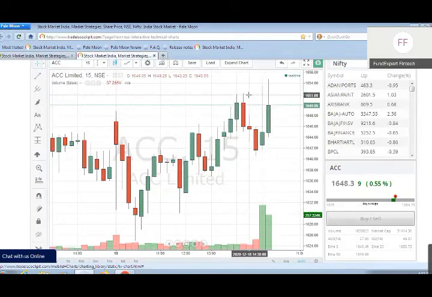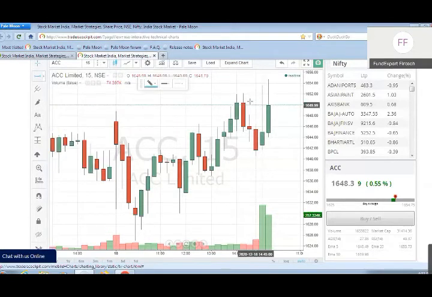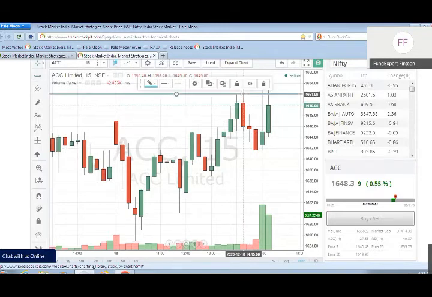Going forward for Monday, this is in ACC. If this high value is breached, I would say practically, if this high value somewhere around 1650 is breached, if price crosses above this 1650, that would be a good point to go for a buy call there and put the stop loss.